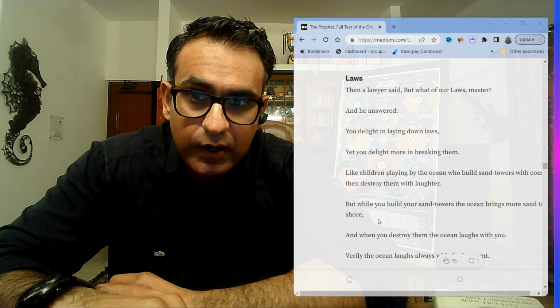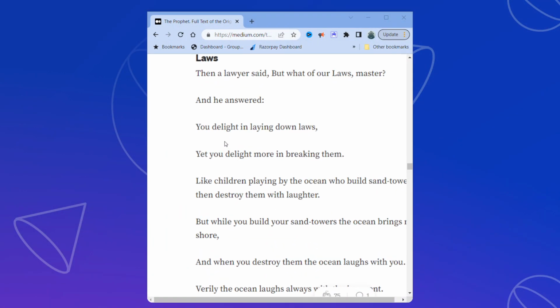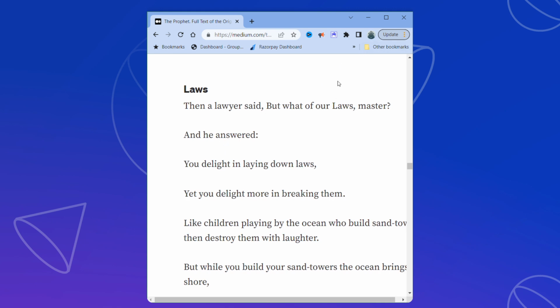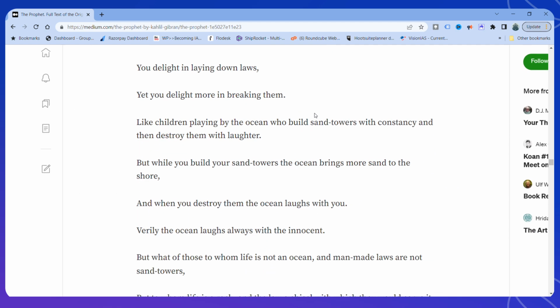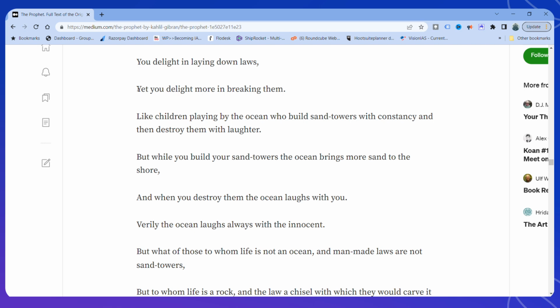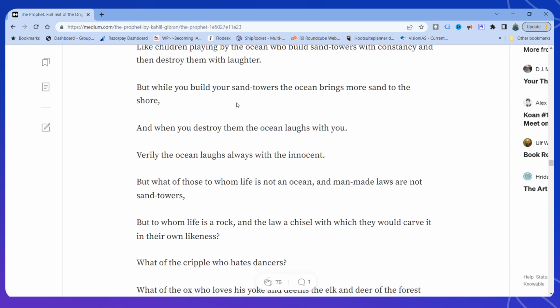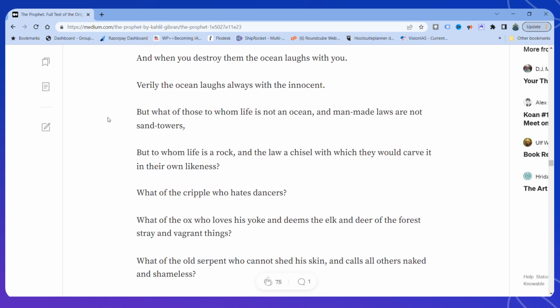Okay. And so just to highlight, here is one of those. It's called On Laws. So then a lawyer asked, what of our laws, master? And he answered, you delight in laying down laws, yet you delight more in breaking them. Like children playing by the ocean, who build sand towers with constancy and then destroy them with laughter. But while you build your sand towers, the ocean brings more sand to the shore. And when you destroy them, the ocean laughs with you. Verily, the ocean laughs always with the innocent.